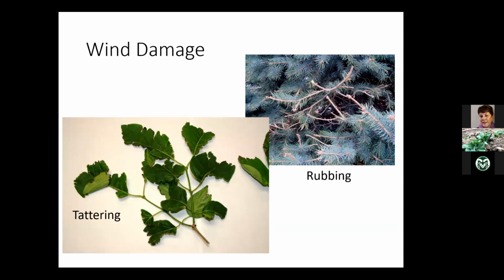Out on, say, a more open area like the Eastern Plains or something like that, when the wind blows you get a lot of soil movement or sand movement, and it can almost be like sand blasting the trees and causing problems. So again, it's something that could look like that.